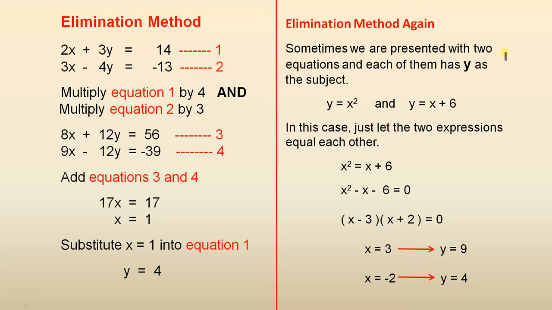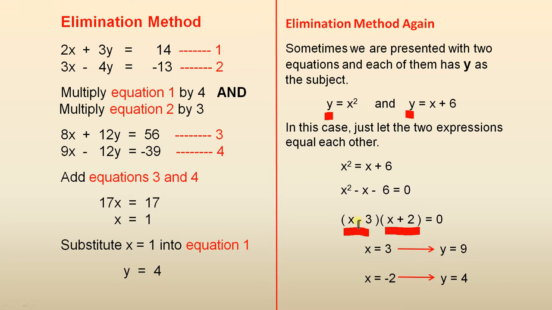Sometimes we are presented with two equations and each of them has y as the subject. So can you see here, there's y as the subject and there's y as the subject there. In this case, just let the two expressions equal each other. So x squared equals x plus 6, x squared minus x minus 6 equals 0. When we factorize that quadratic equation, we have this situation. So remember, either this has to be 0 or that has to be 0.